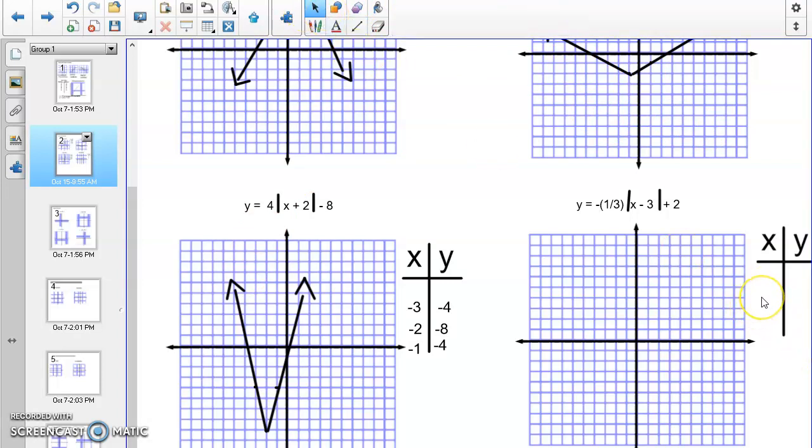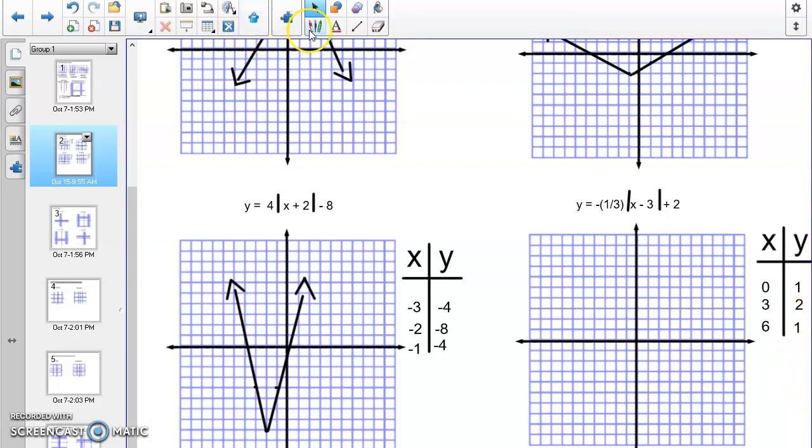Alright, last one on this page, my vertex is going to be 3, 2. Okay, now if it's 3, 2, I want to pick numbers that can work with the negative 1/3. So I'm going to use 0, and I'm going to use 6. 0 minus 3 is negative 3. The absolute value of negative 3 is 3. 3 times negative 1/3 is negative 1. Negative 1 plus 2 is 1. And then 6 minus 3 is 3. 3 times negative 1/3 is negative 1. Negative 1 plus 2 is 1.